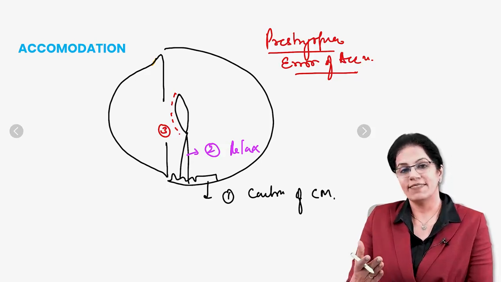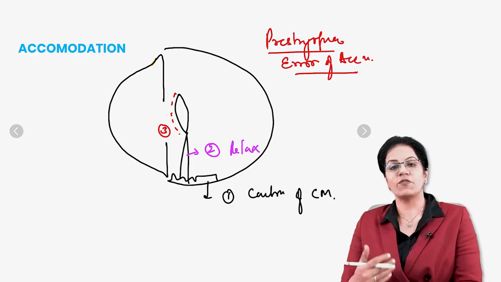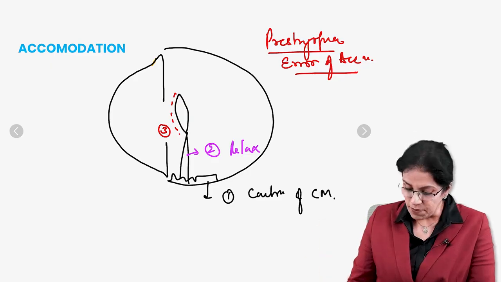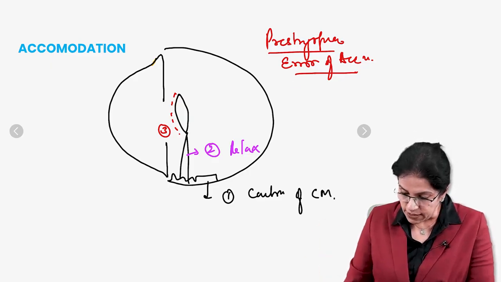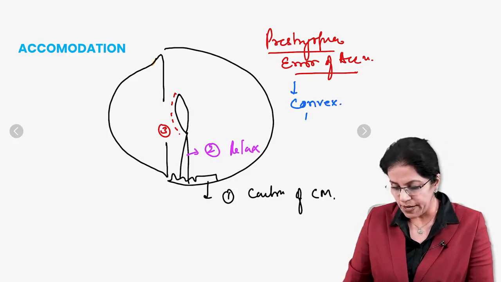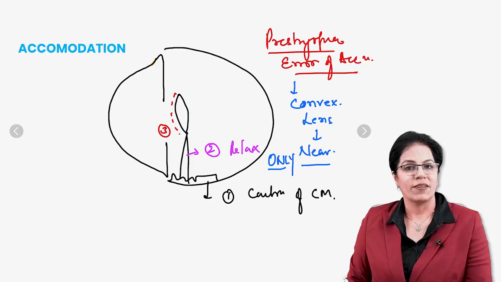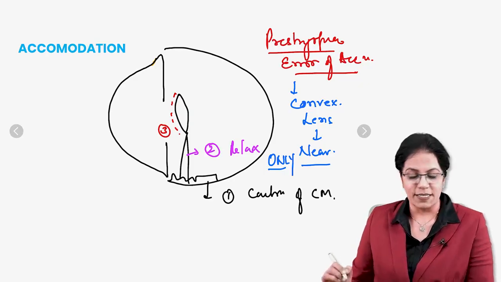If the power is not able to increase for the near, how will you manage it? Whenever there is less power, you give convex lens. How is it different from hypermetropia? Because this time this convex lens I will give only for near. Therefore, we call them near glasses or presbyopic glasses. Near glasses only for near, okay? That is presbyopic glasses.